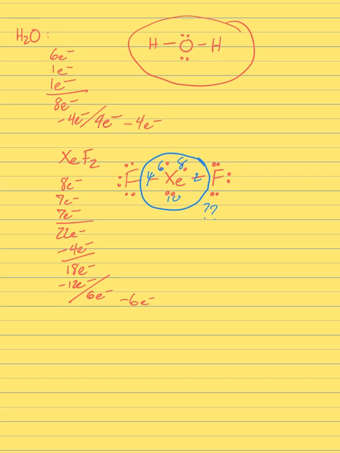So if an atom is in n equals 3 or lower, it can have more than 8 electrons. So this is okay. And the structure I have drawn there is indeed the structure of xenon difluoride.